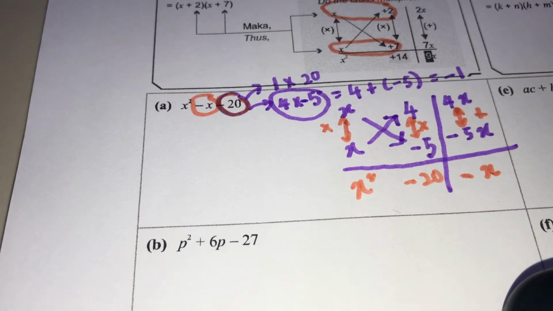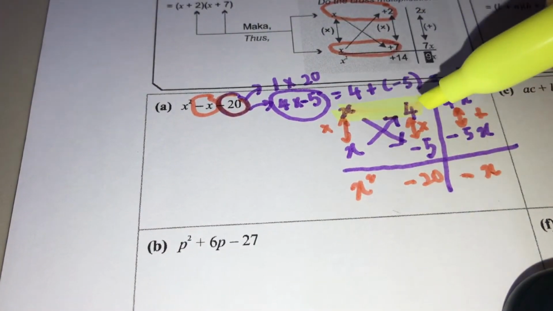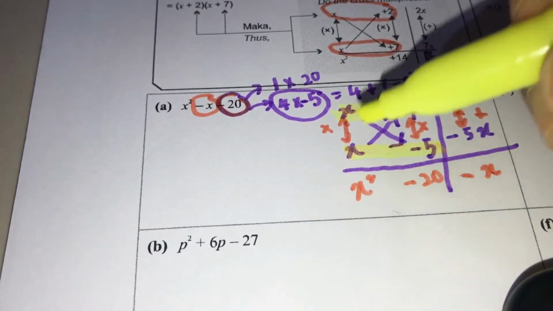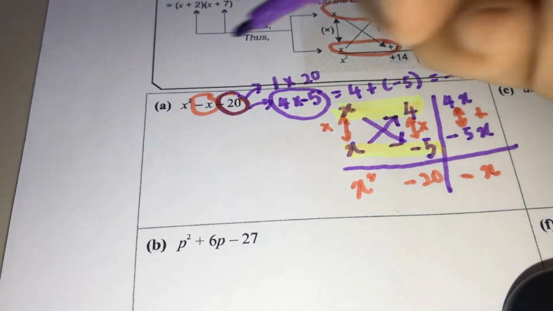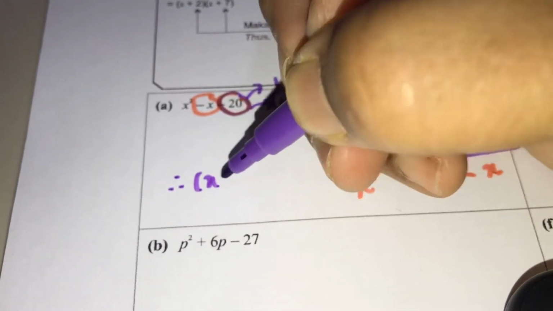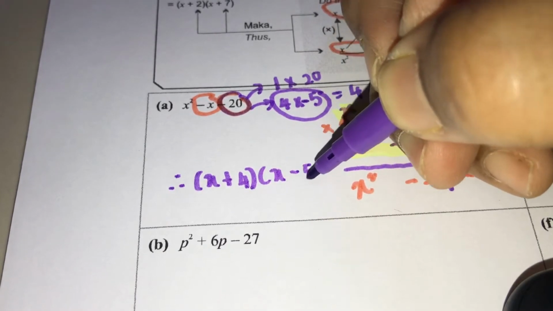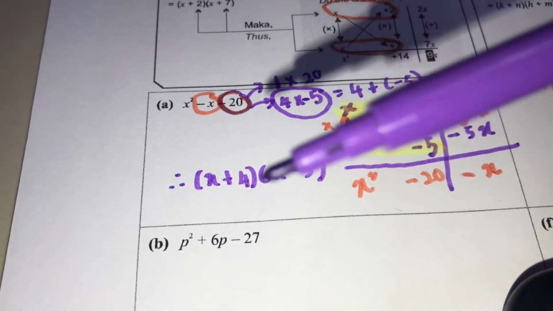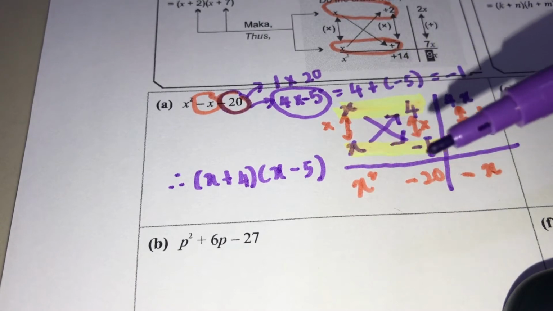Now where's your answer? Your answer is here. I highlight here. This one positive value, that means x plus 4. Another one here, x minus 5. So you get the answer x plus 4, x minus 5. That one is the answer for question A. X plus 4, and then x minus 5.